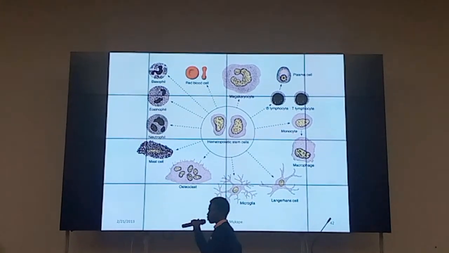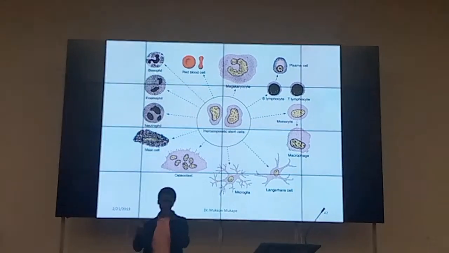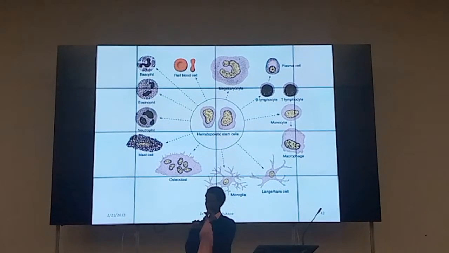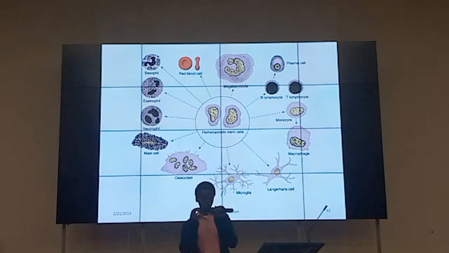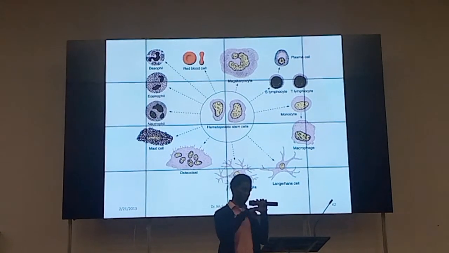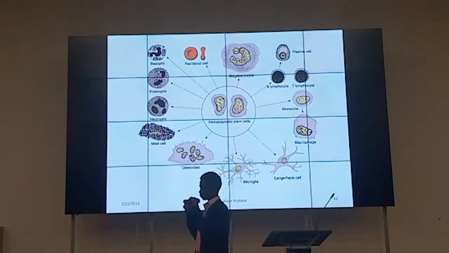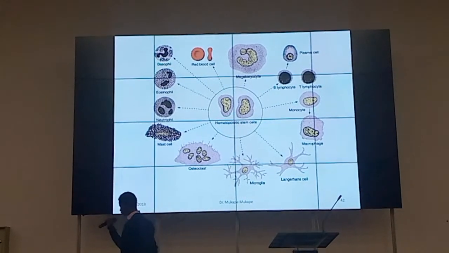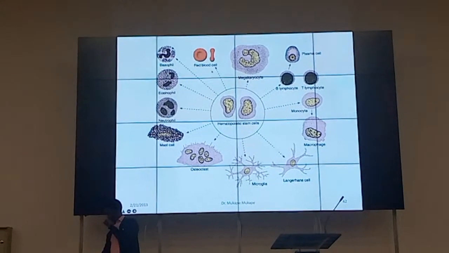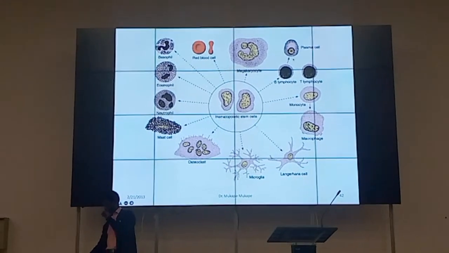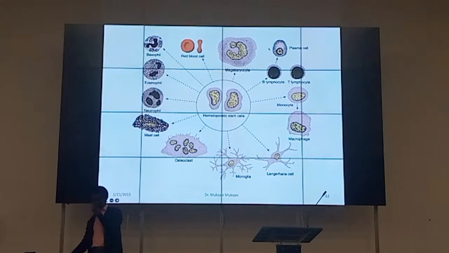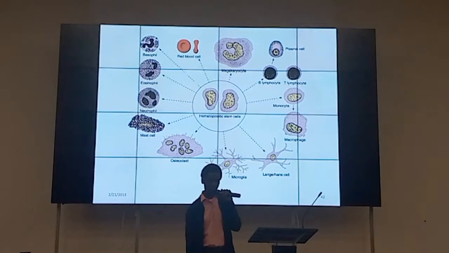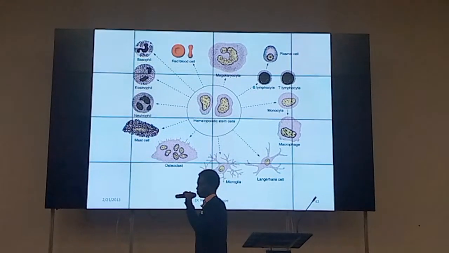Yes. So they convert to plasma cells. Then plasma cells generate what? Antibodies. So B cells don't produce antibodies directly. They have to be converted to plasma cells, and then plasma cells generate antibodies. As you can see from here, B lymphocytes convert to plasma cells. Plasma cells produce antibodies. What are the various antibodies found in the body? What are the main antibodies?